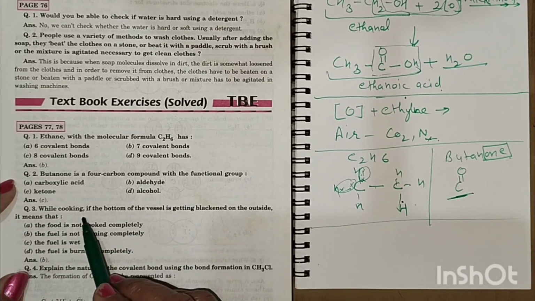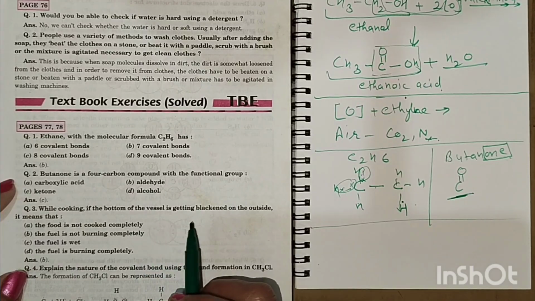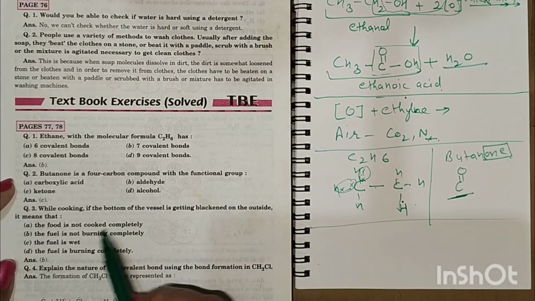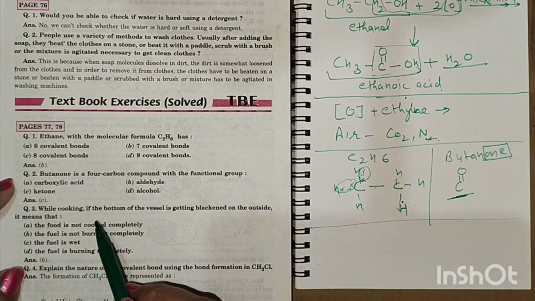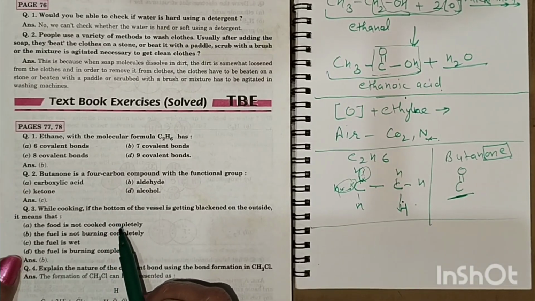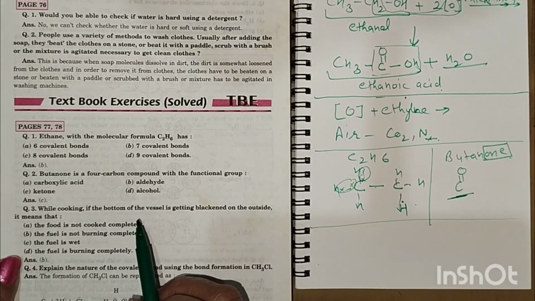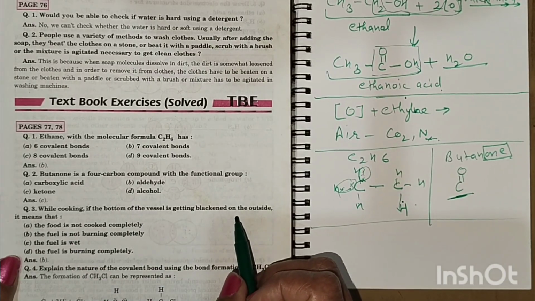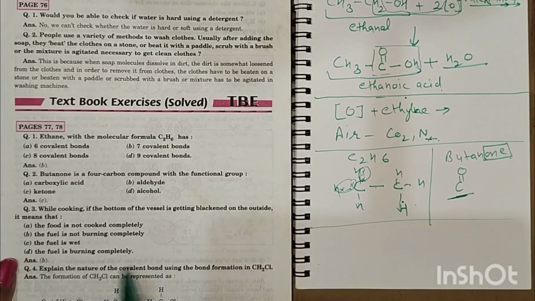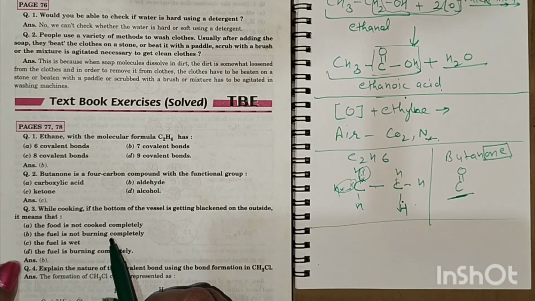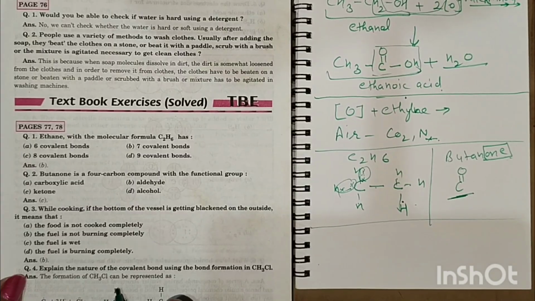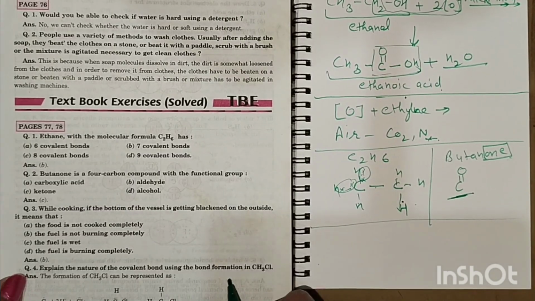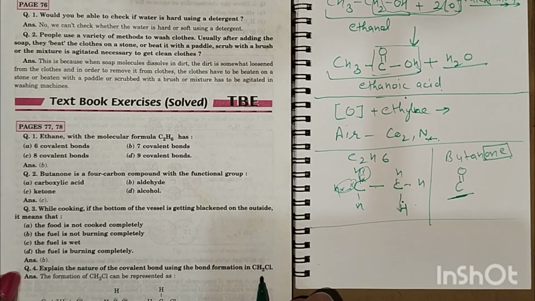And the answer C is right. While cooking, if the bottom of the vessel is getting blackened on the outside, it means that fuel is not burning completely. If there is a yellow flame in the gas burner, or if it blackens the utensil, then it means burning is not complete. Answer is B.